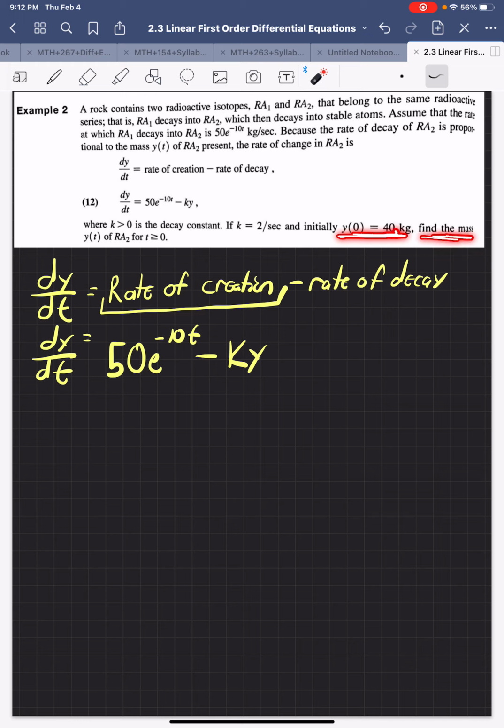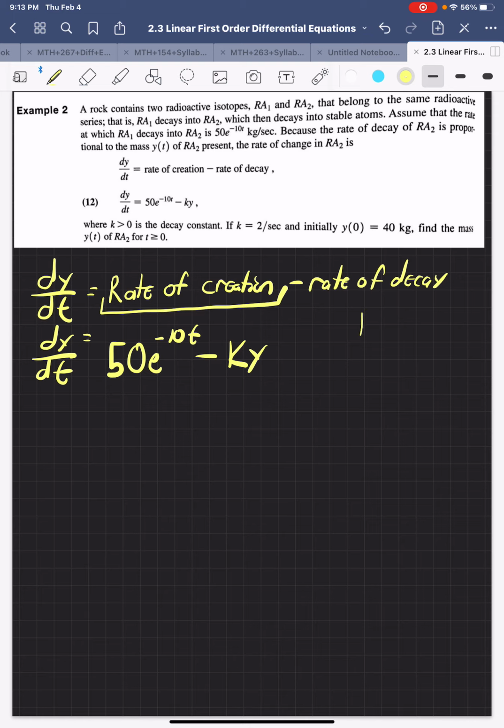We're trying to find a mass if k is equal to 2 over, I guess the time is in seconds. Okay, I think I'm starting to get it. All right, let's see if we can translate that into some information.